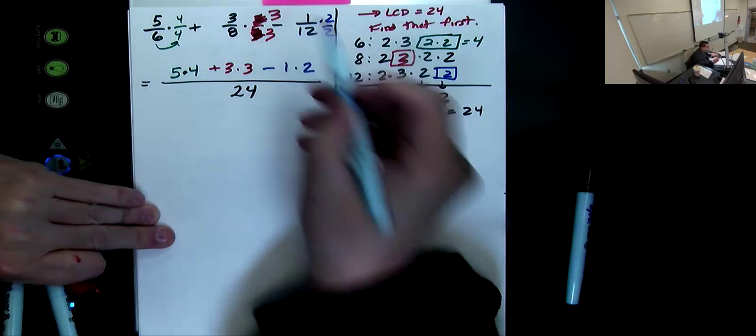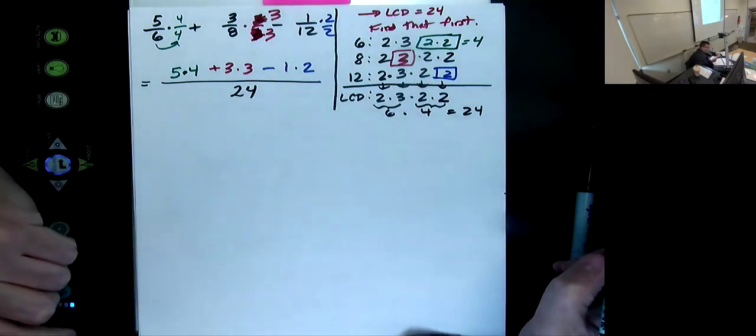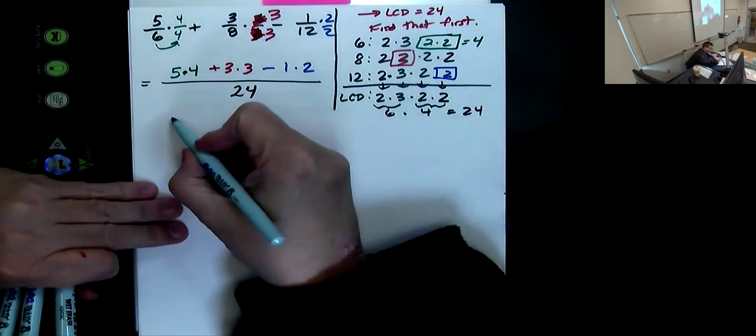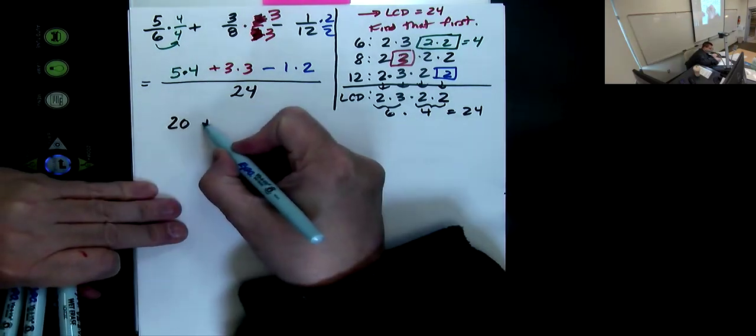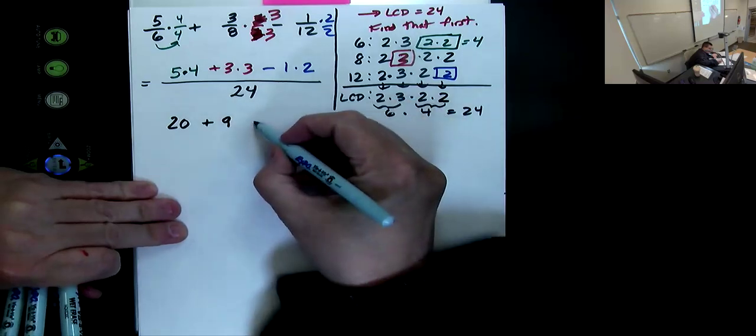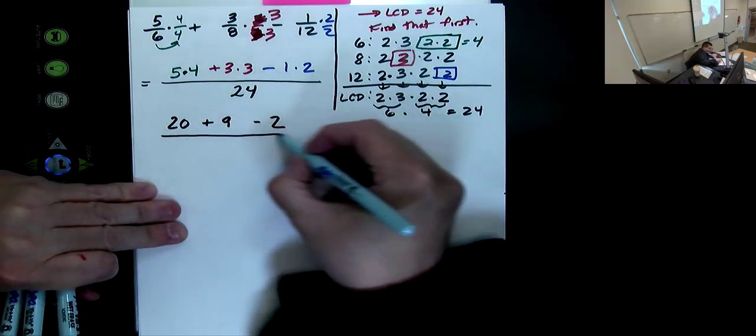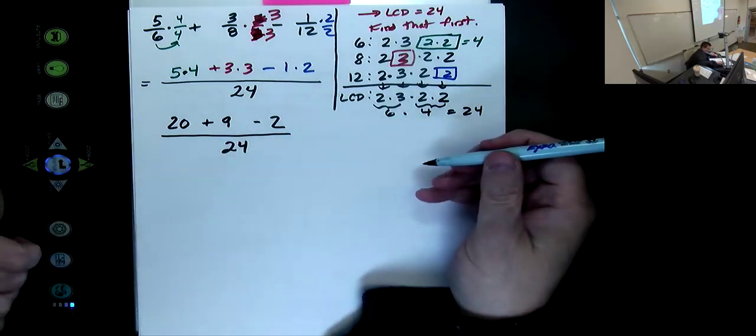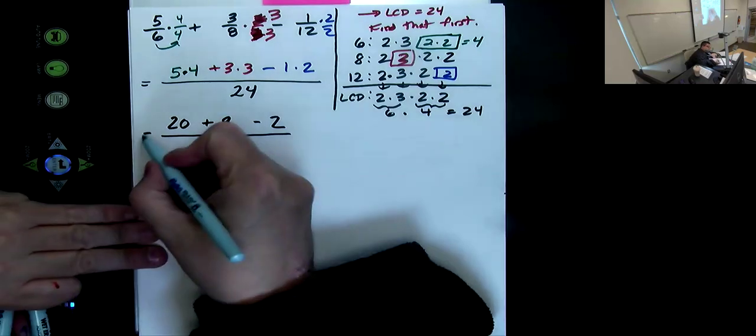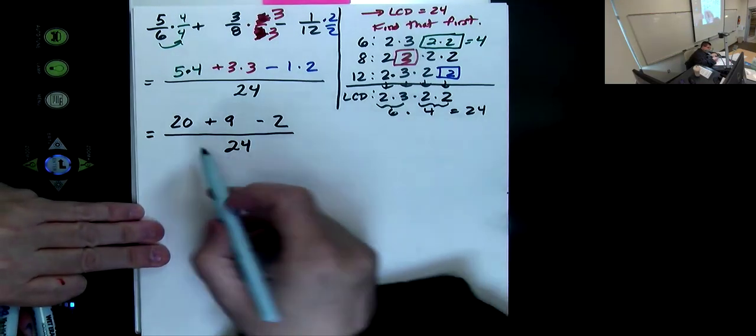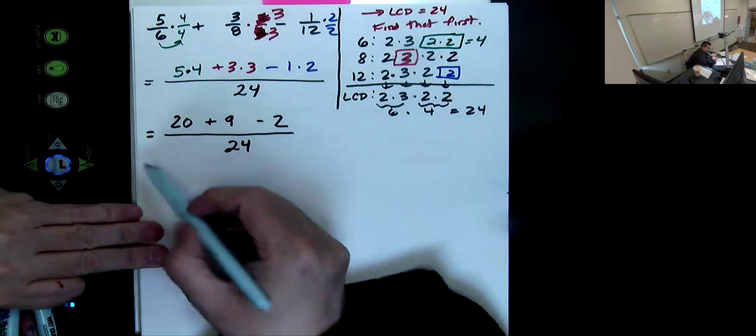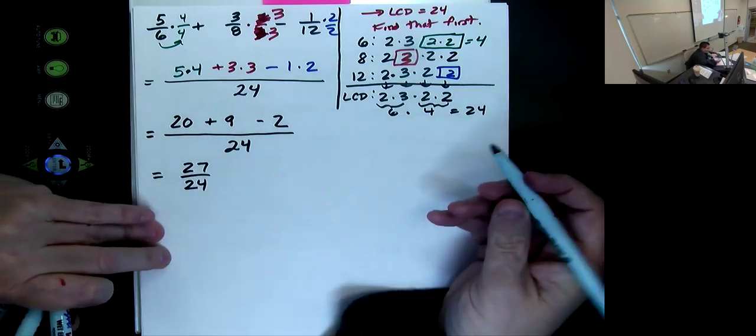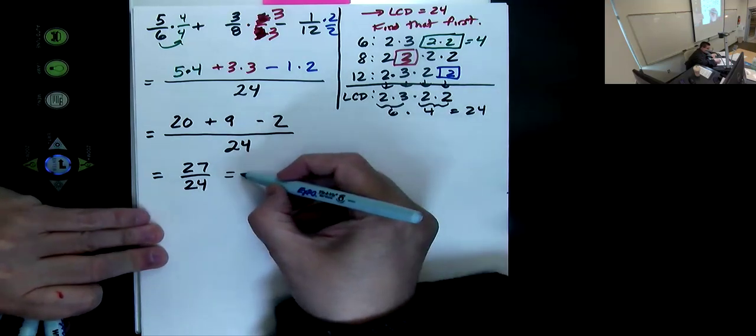All right. So we start multiplying. I got 5 times 4 is 20. 3 times 3 is 9. Minus 2. It's still over 24. This is 29 minus 2 is 27. The bottom is 24. Then we check to see if it simplifies.